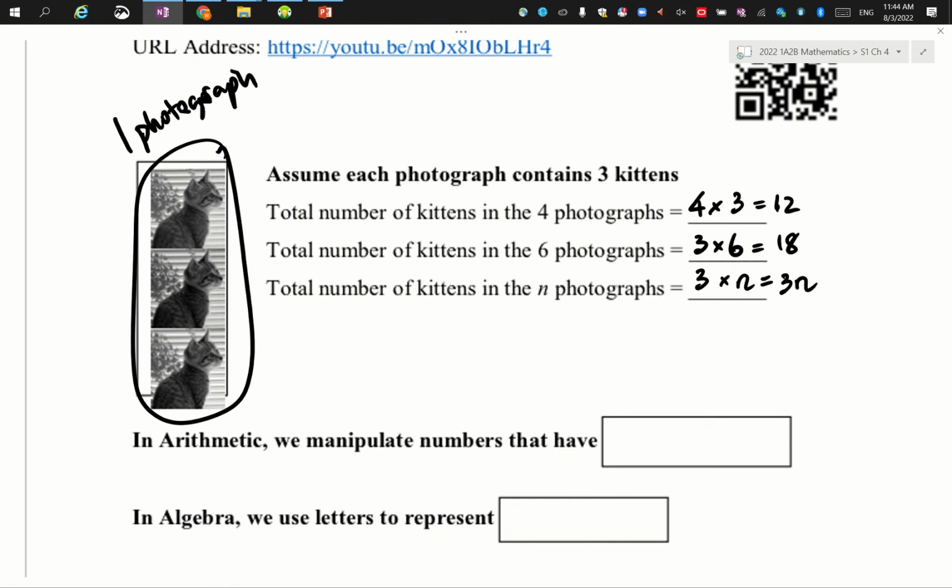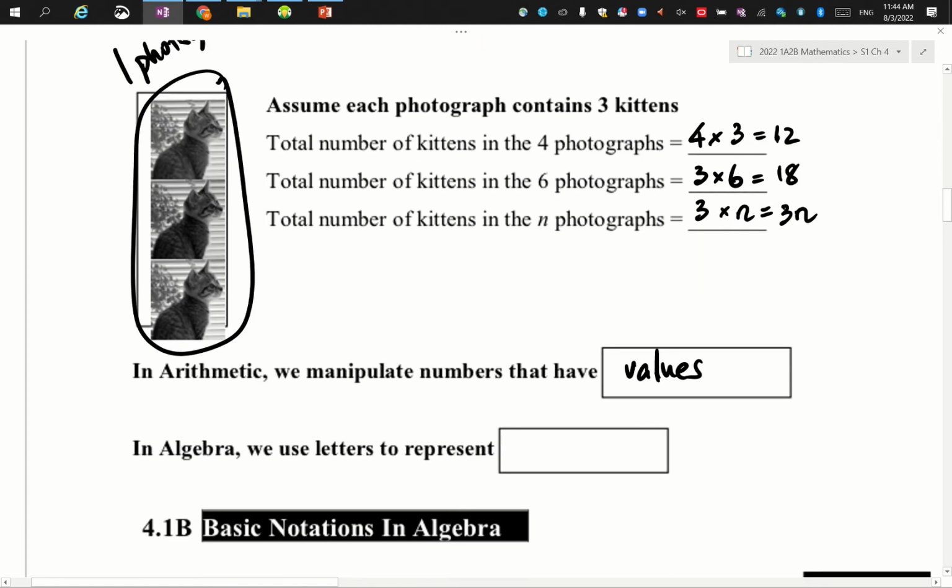In arithmetic, that means in your usual mathematics where you work with numbers only, we manipulate numbers that have values. In algebra, we use letters to represent numbers.